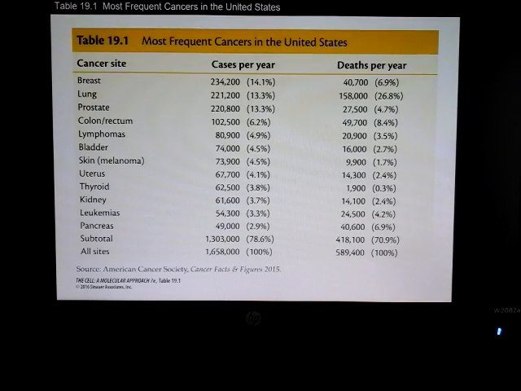This is just a list then of the number of deaths per year. And again, you guys can see right at the top here, 158,000 deaths per year in the United States as a result of lung cancer.